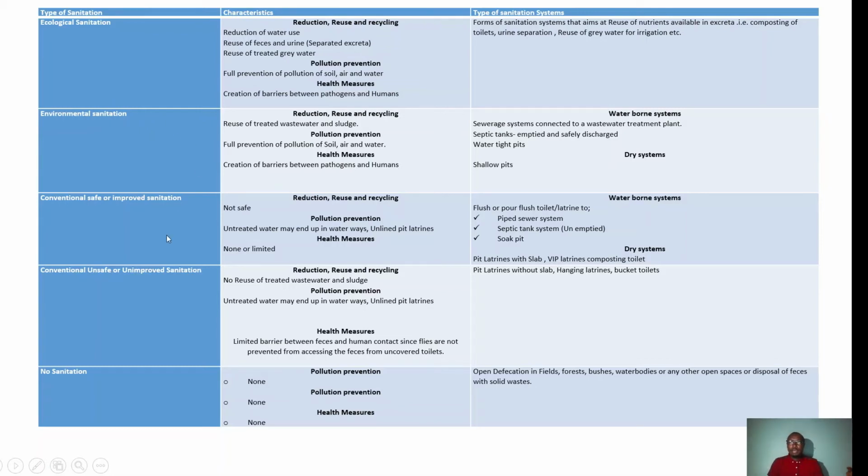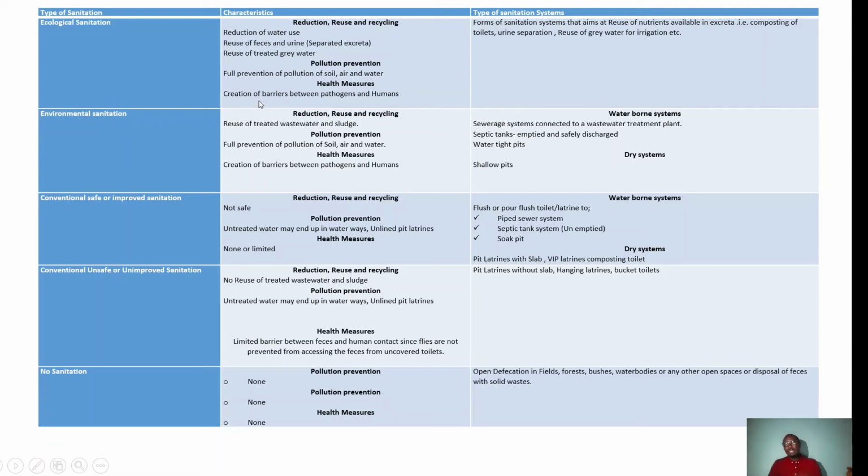That's step number 4, where examples are sewerage systems connected to wastewater treatment plants, septic tanks emptied and safely discharged, and watertight pits. The first was a waterborne system. For a dry system, we have shallow pits. At this point you can reuse the wastewater and sludge. Also, you can provide full prevention of pollution of air, soil, and water. For health measures here, we have the creation of a barrier. There's now a barrier between pathogens and humans, and this is ladder number 4.